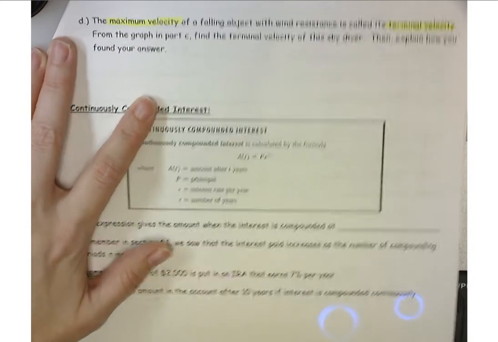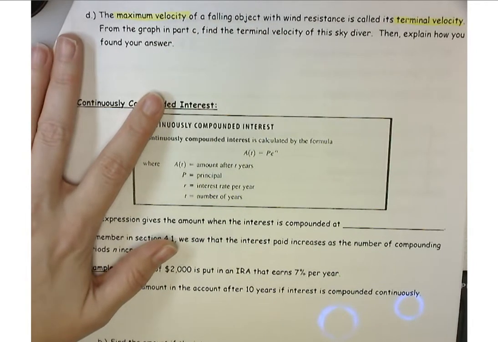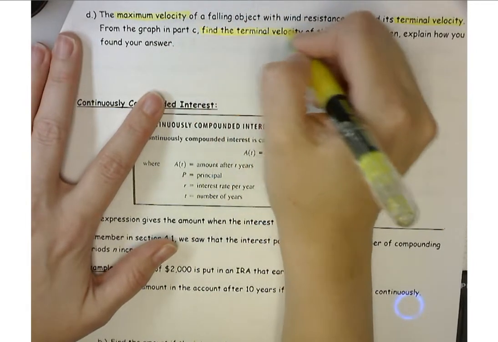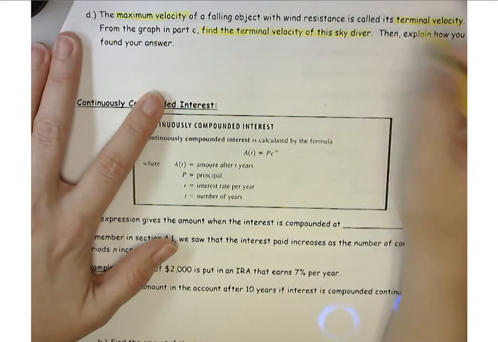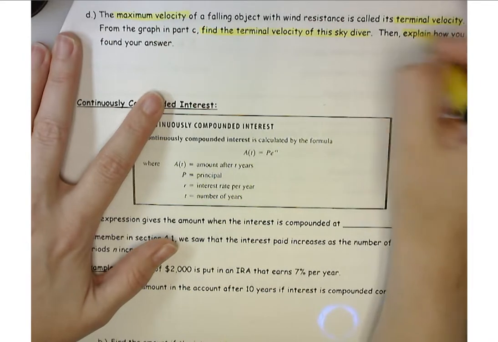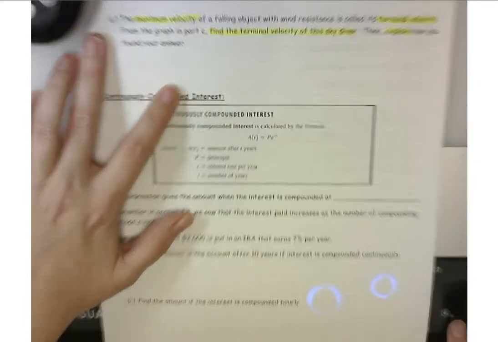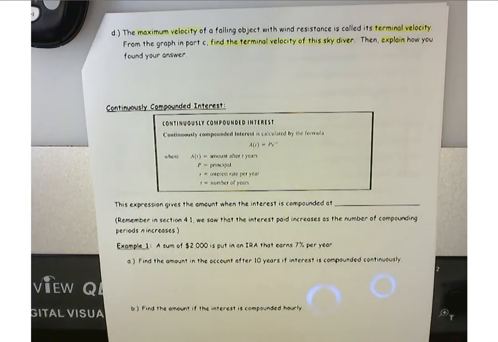Okay, so from our graph in part C, we are going to find the terminal velocity of the skydiver. And then it says to explain. So we're going to practice on writing a complete sentence, thorough explanation.